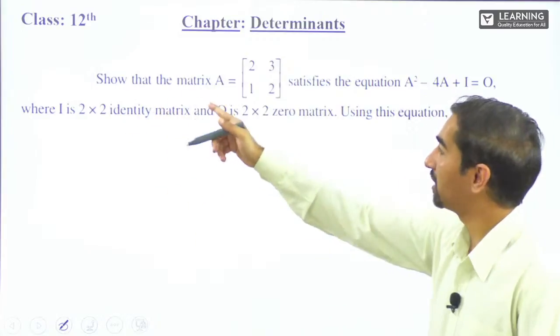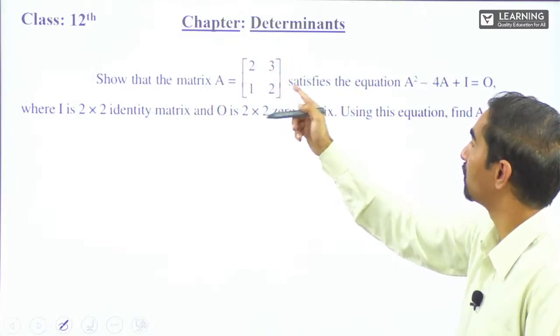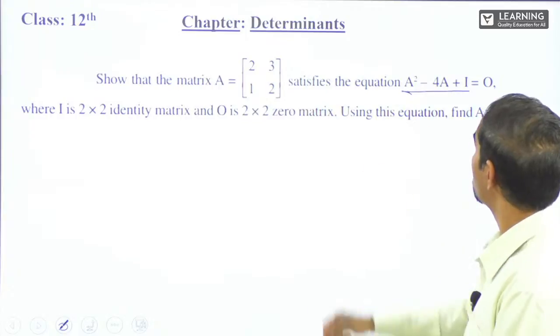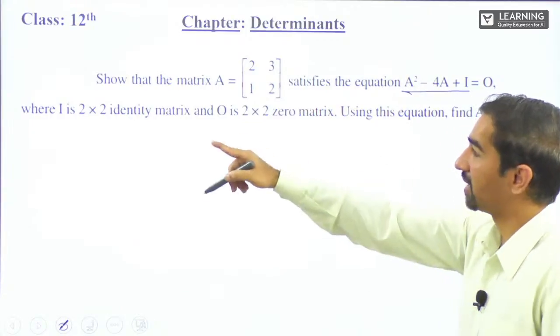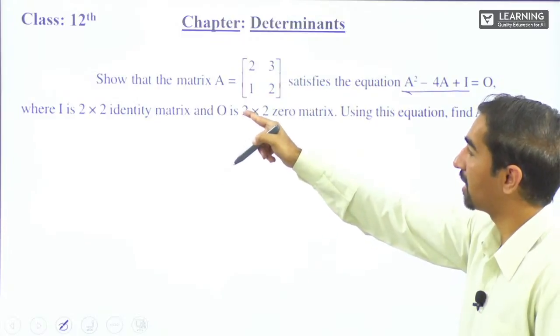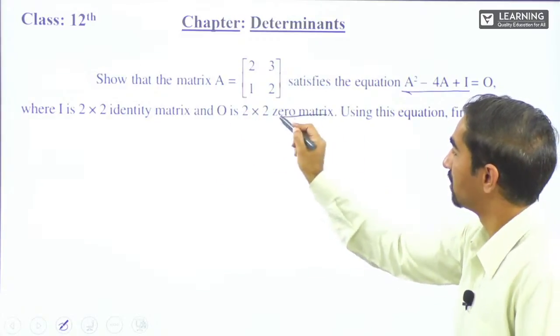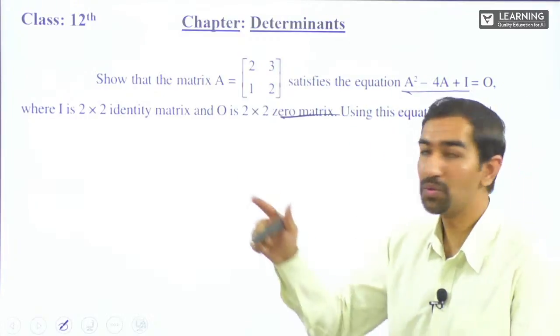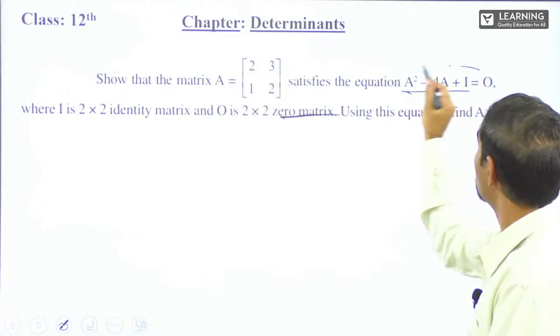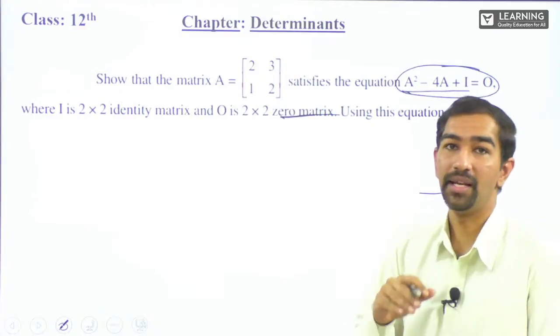So here, show that the matrix A equal to [2, 3; 1, 2] satisfies the equation A square minus 4A plus I is equal to 0, where I is the 2 cross 2 identity matrix and 0 is the 2 cross 2 zero matrix. Using this equation, find A inverse. So using this equation, we have to find out A inverse.